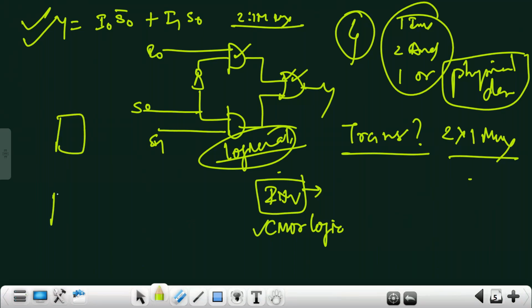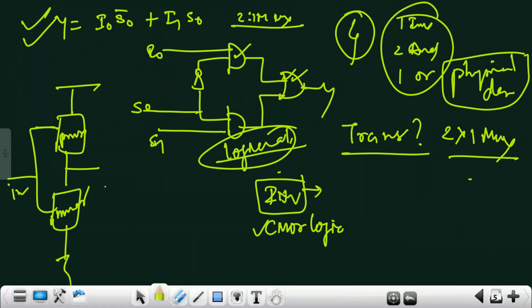Complementing PMOS network and NMOS network, right? So this is the pull up transistor, this is the pull down transistor. We'll connect something like this: this is input, this is output, supply, ground, right? Now this is complementing each other, the PMOS network and the NMOS network.